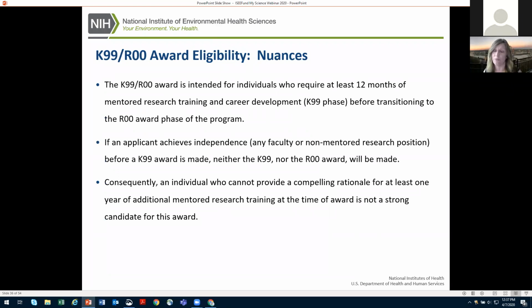They require 12 months. You have to do the mentored phase at least 12 months. Sometimes it takes a couple rounds to get in and reviewed. We do those reviews here, but normally within 2 rounds, you have a feeling of whether you're going in the right direction. And if an individual cannot provide a compelling rationale for at least 1 year, we won't fund it.